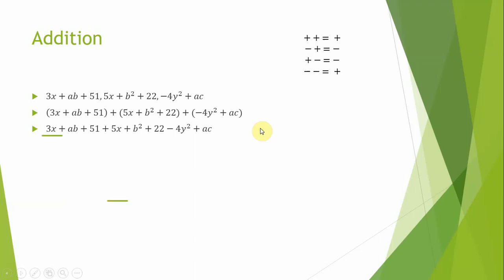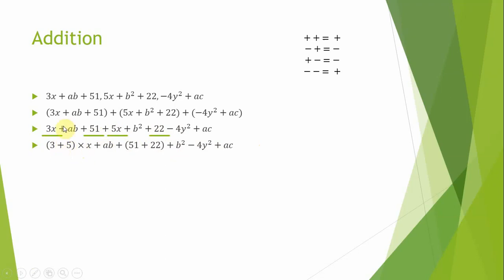Now, when we look at this big expression, we have two like terms here, 3x and 5x, and 51 and 22. The constant terms are also like. Recall that like terms means terms which have the same variables. So what we do is we group the like terms with each other and we add them in this form. So 3 plus 5 multiplied by x and 51 plus 22. We write the other terms as they are.